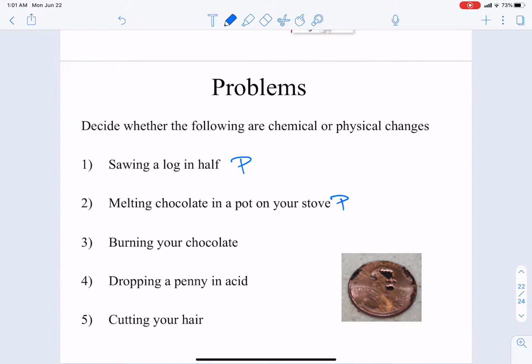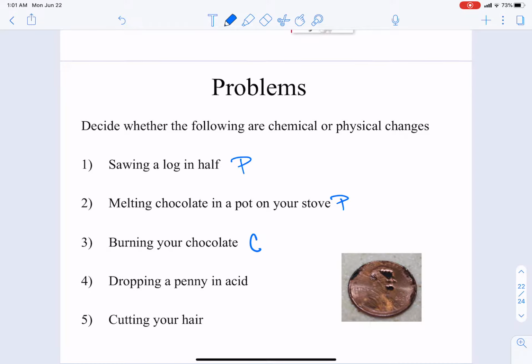What if you start texting with your boyfriend or girlfriend and you forget about your chocolate on the stove and you burn it? What kind of change is that? That's a chemical change because you don't have chocolate after that change. You burnt it, or not any kind of chocolate that you want to eat. So that one is chemical. You don't have chocolate before and after.